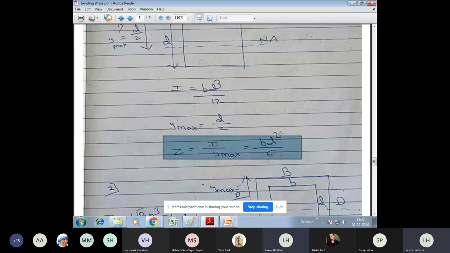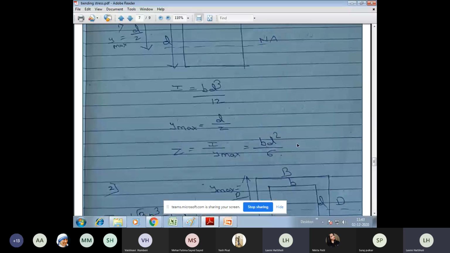Okay, so it is I divided by Y max, that is BD square by 6. How did I get BD square by 6? Take a ratio I by Y. I is BD cube by 12. Denominator is D by 2. So 2 goes to the numerator. So 2 and 12 will get cancelled. What remains is BD square by 6.